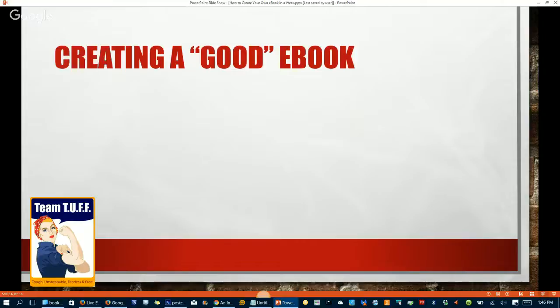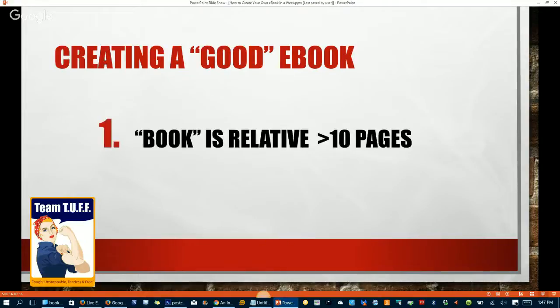All right, so how do you create a good ebook? Well, number one, a book is a relative term. Anything in the electronic ebook world that is 10 pages or more is considered a book. And I know a lot of you are thinking, gosh, 10 pages, that's like a workbook. But it's true. You can slap a cover on it that looks like a regular book and call it a book, even though it's a very short book.